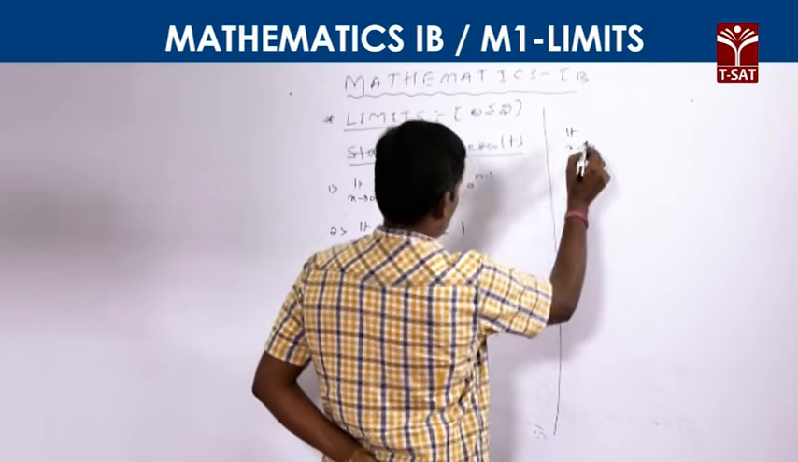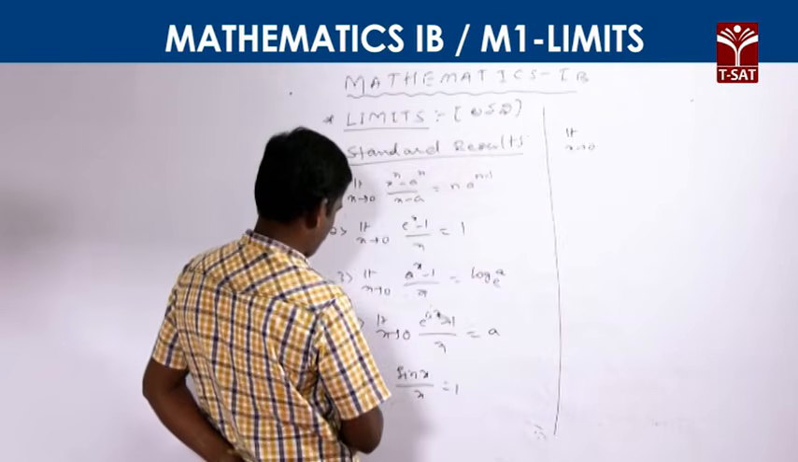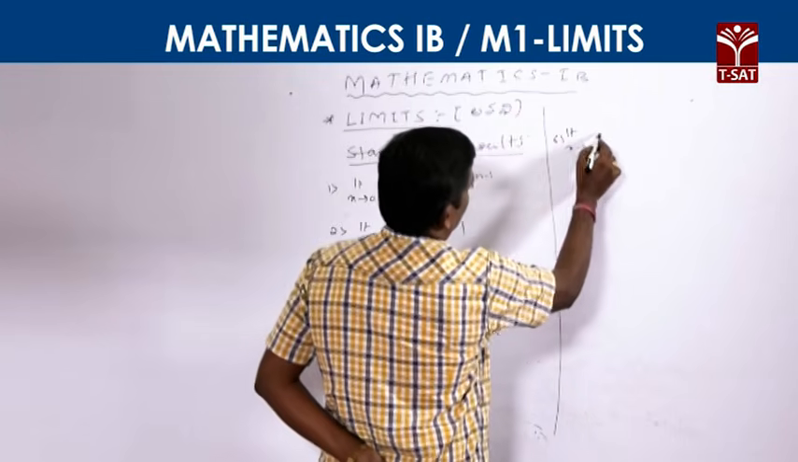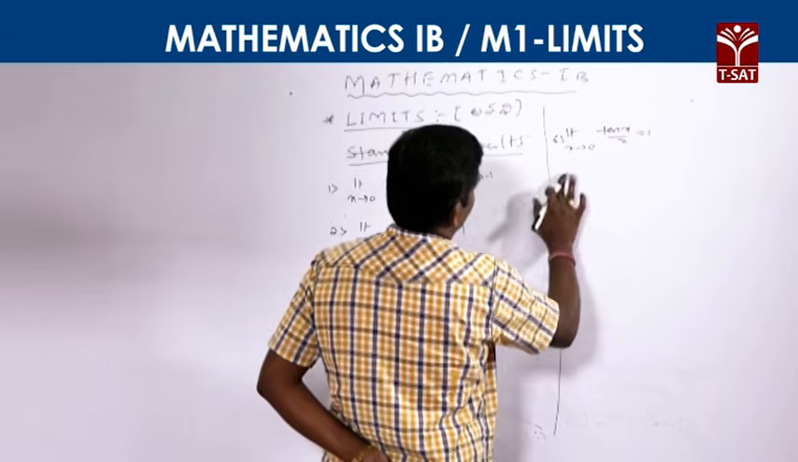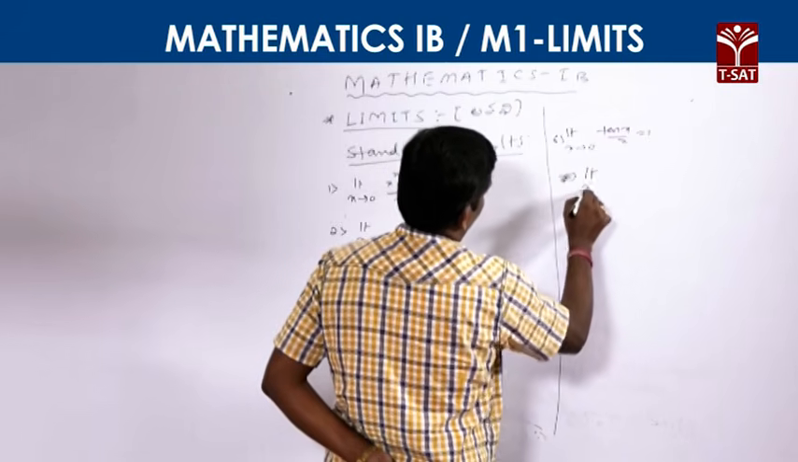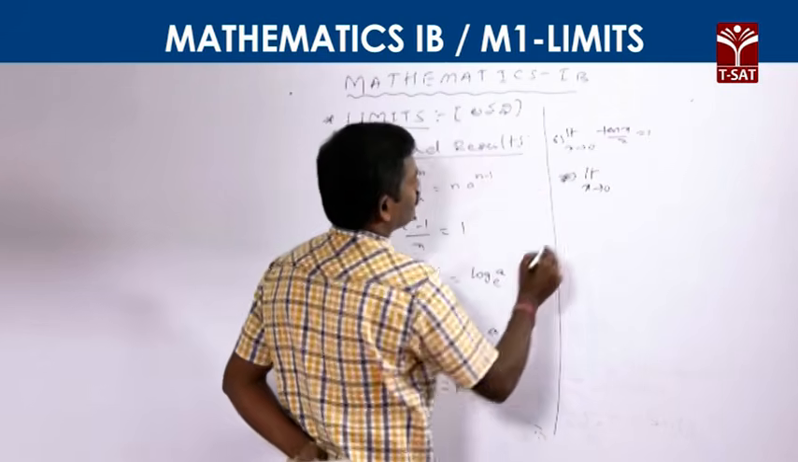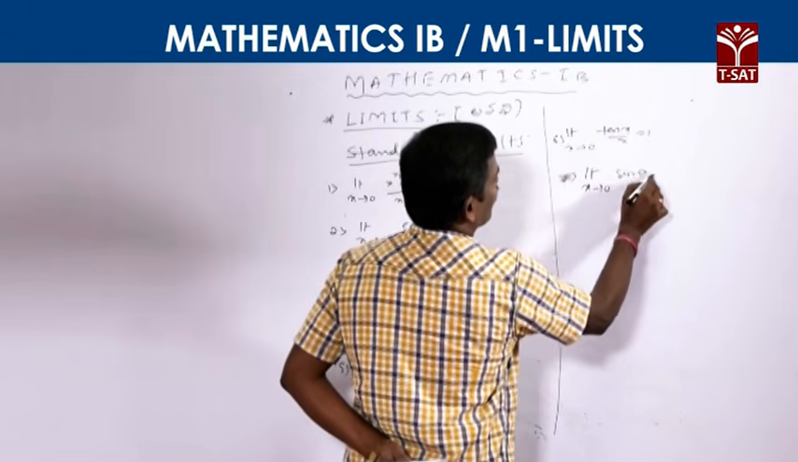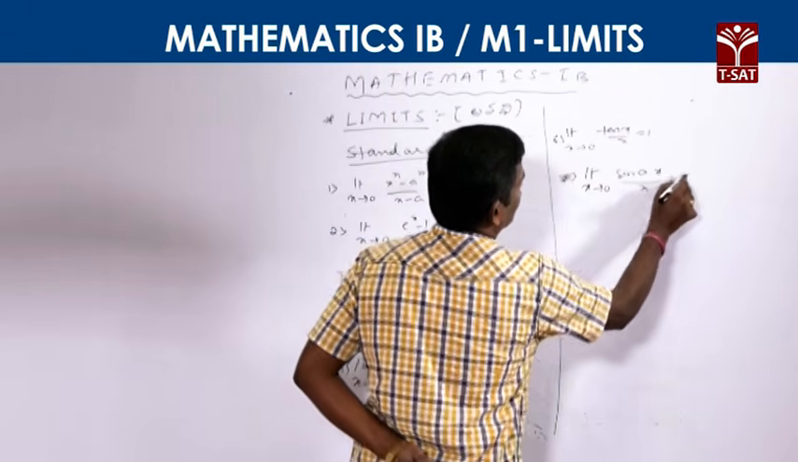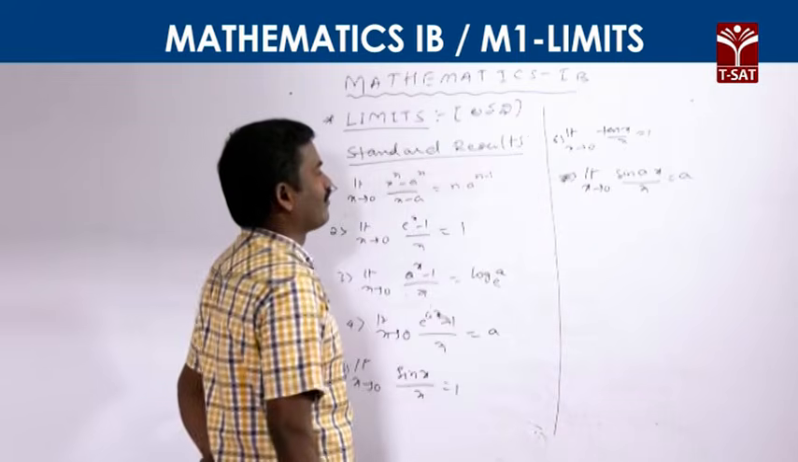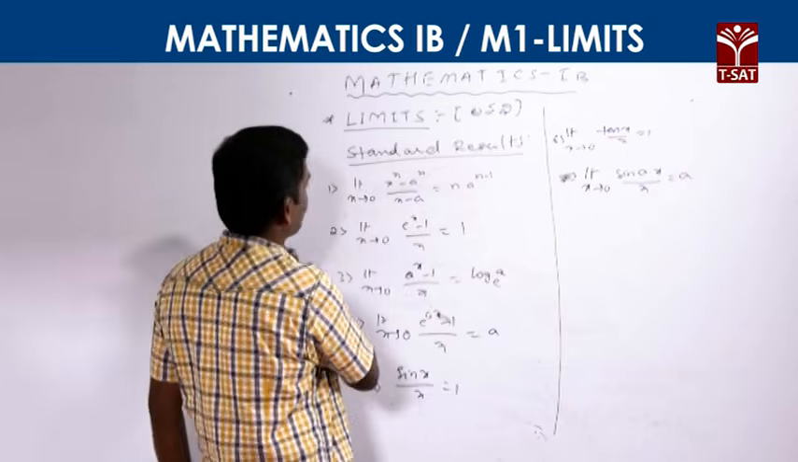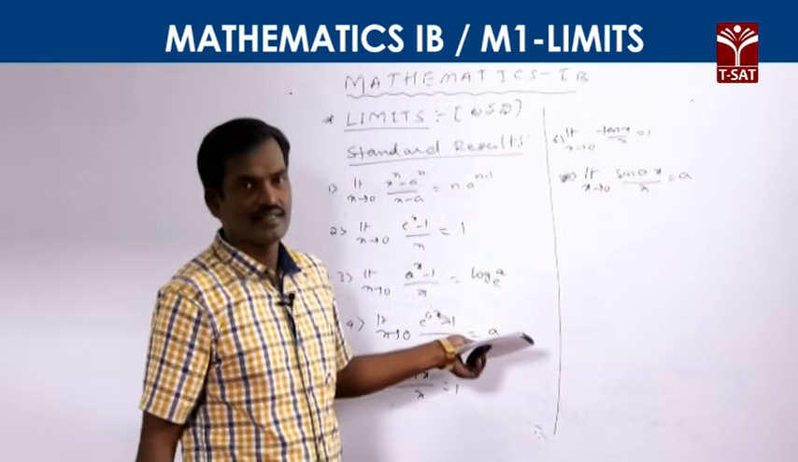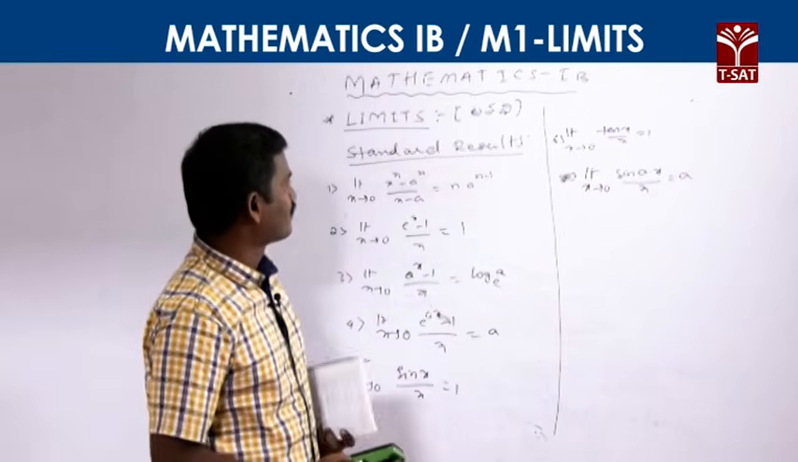Limit extends to 0 of tan x by x is 1. Limit extends to 0 of sin of (a into x) by x, the answer is a. So these are many formulas we have. When solving the problems, we will discuss those formulas. These are the main formulas. Okay, we will start the problem.